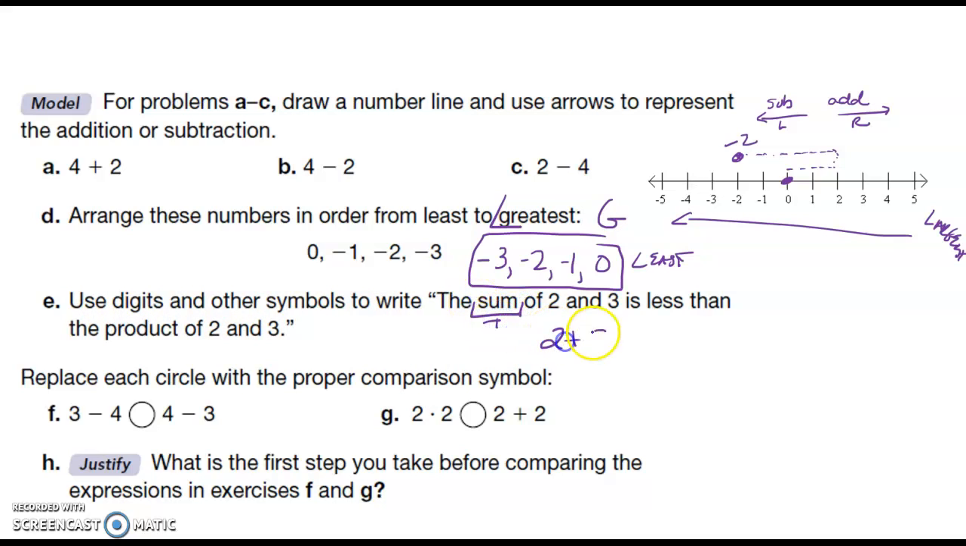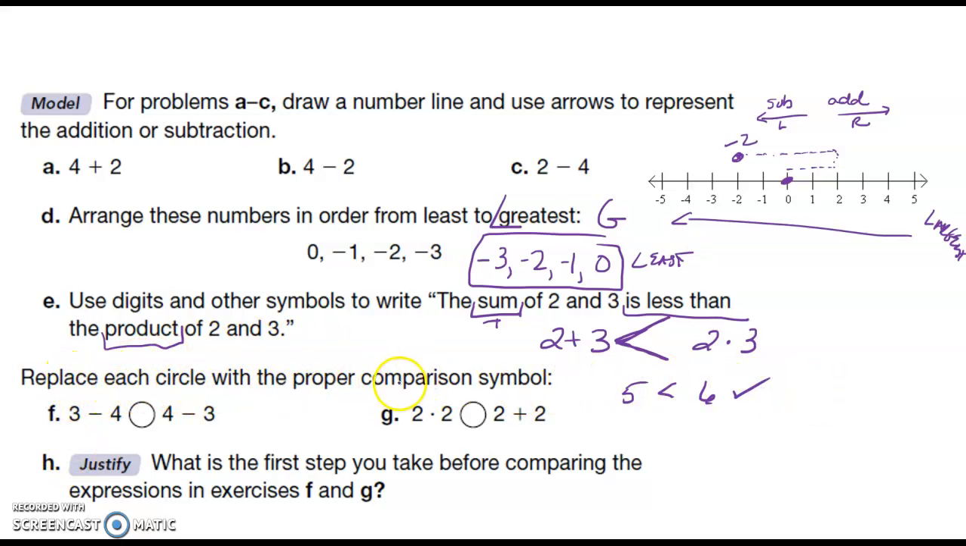E says use digits and other symbols to write the sum, so I know that we're adding, of 2 plus 3, okay, is less than, which means the shark is not eating it. Okay, the product, that's 2 times 3. So this is 5 is less than 6, which is acceptable.